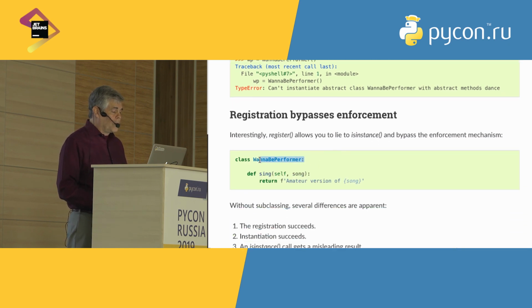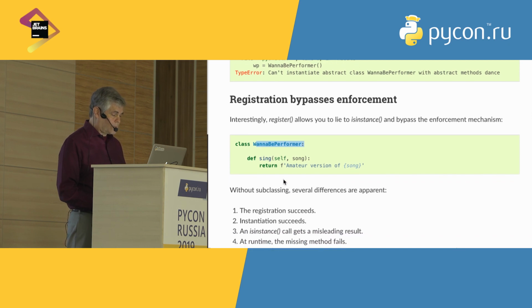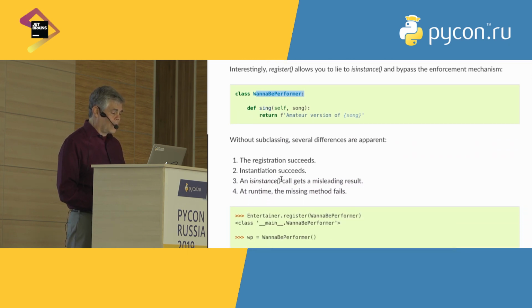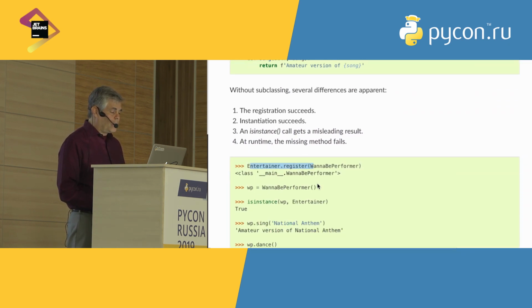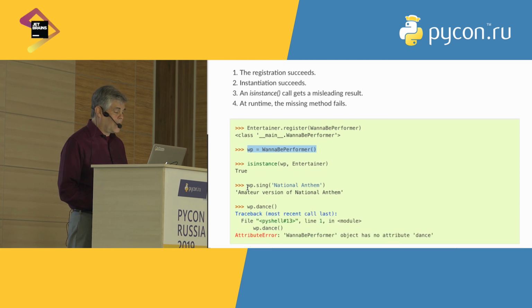So here's a wannabe performer not subclassing from Entertainer. It registers itself, and then we go to make an instance. This time it does make the instance. Not a good instance, a broken instance. We ask if it's an entertainer, and it says that it actually is. Is it really an entertainer? It doesn't know how to dance. Okay, there you go.